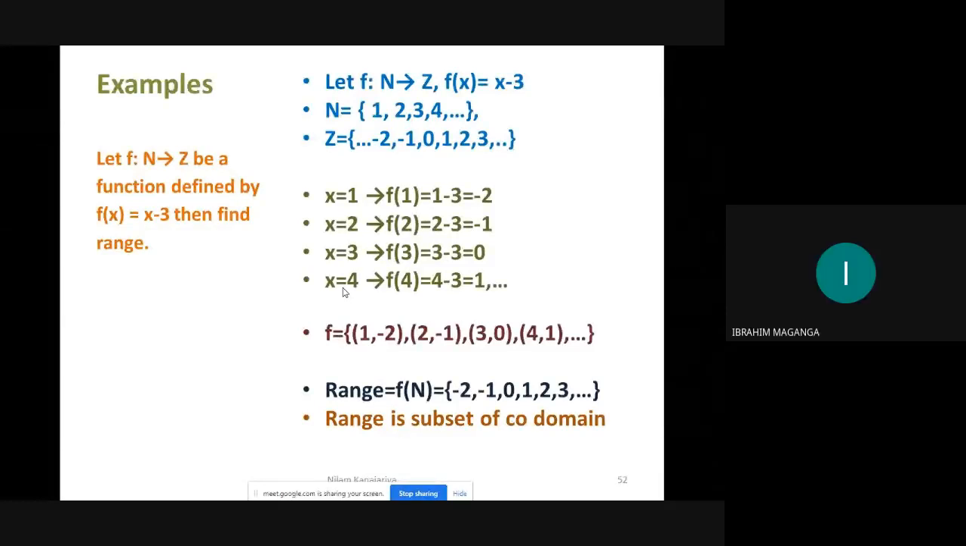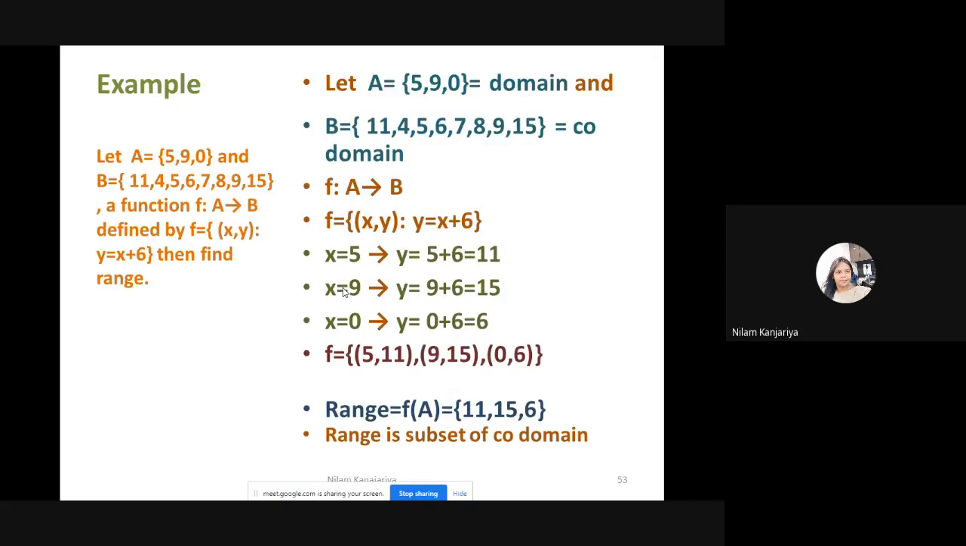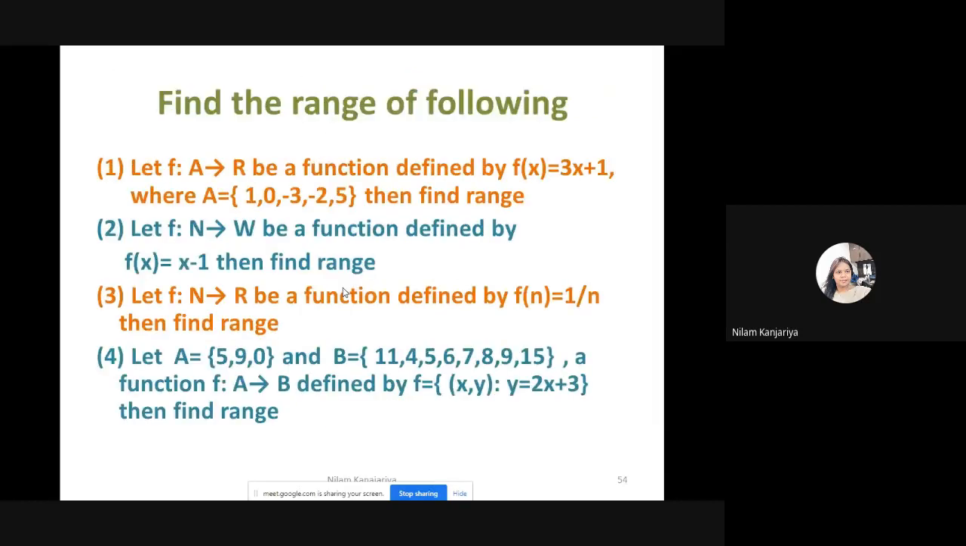Do you understand this example? Yes, I understood. This is a similar question. Try yourself. You can solve these two examples and give their range. What is the range of these? Okay, try it.